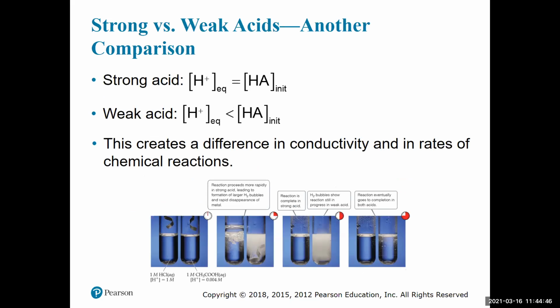So once again, strong acids, that hydrogen ion concentration is going to be pretty much the same as the initial concentration that you made. Weak acids, that equilibrium hydrogen ion concentration is going to be usually quite a bit less than the initial concentration of the acid.